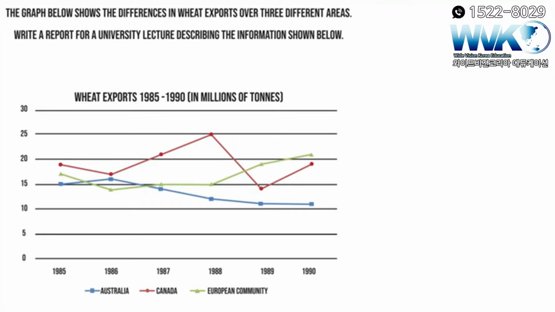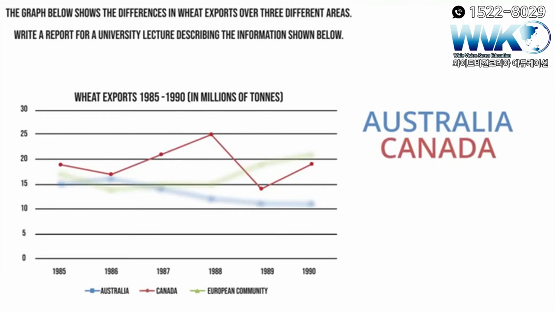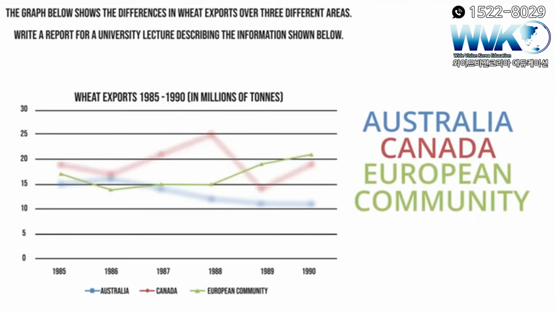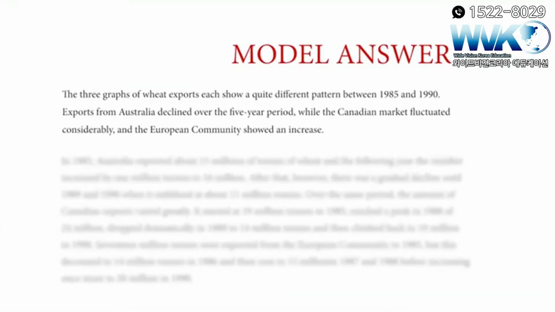So what do we have to pay attention to? Of course, the legend. As of now, there are 3 different groups. We have the blue, which is Australia, red, which is Canada, and green, which is European Community. Let's look at the model answer and let's read the first paragraph, or rather, let's start with the first sentence.